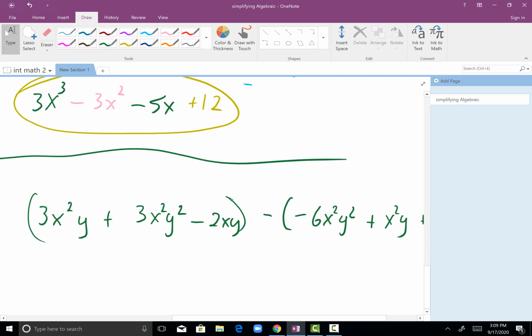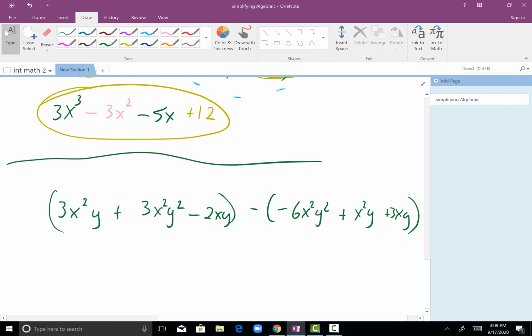Okay, here we go. Like terms. Okay, so now I have not just x's, but I have y's to worry about. And so as I go through this, I see I have an x squared y and an x squared y squared. The highest power should come first. So this has 2 and 2 for our powers. That's the one I'm going to write first.